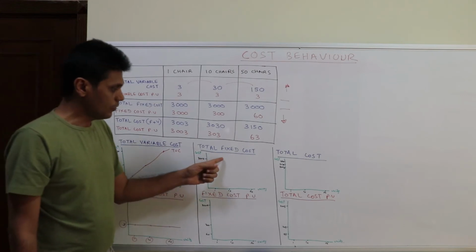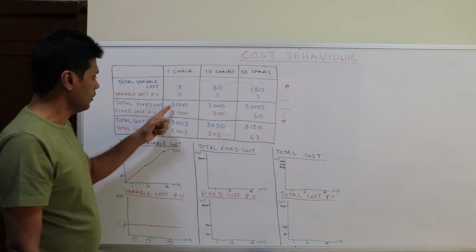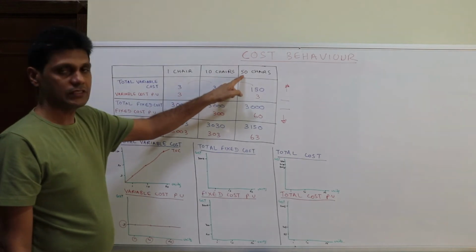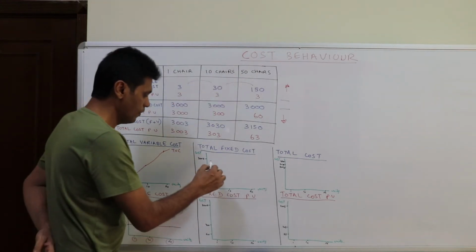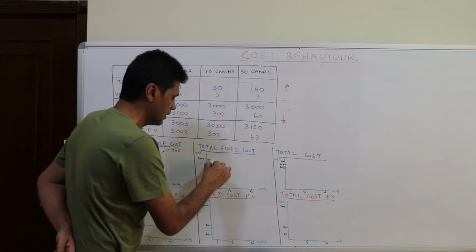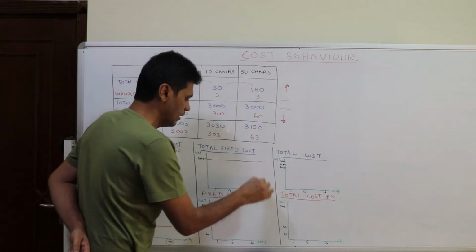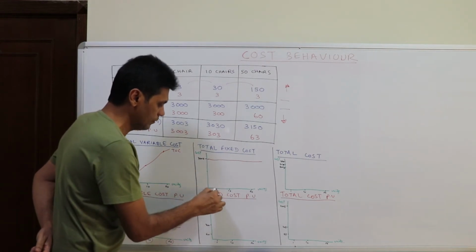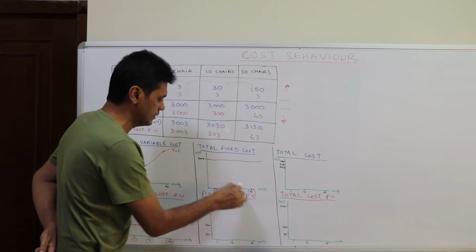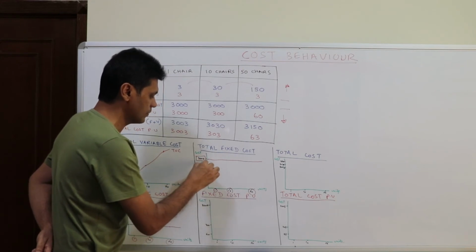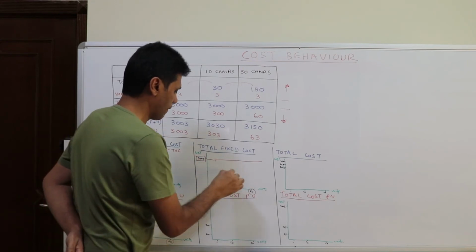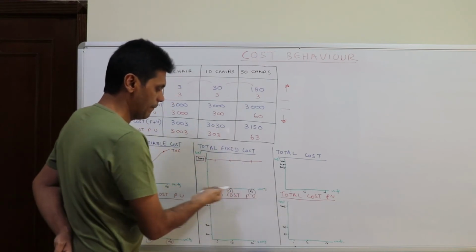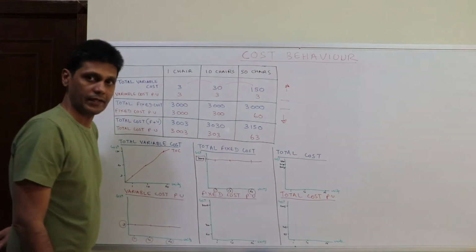Now when you take the total fixed cost, the total fixed cost is constant regardless of the changes in the activity. So therefore even this line is a straight line parallel to the activity level. So whether you produce 1 unit, 10 units or 50 units, still your fixed cost is going to be the same. So therefore there is no change. So therefore it's a straight line parallel to the unit line.